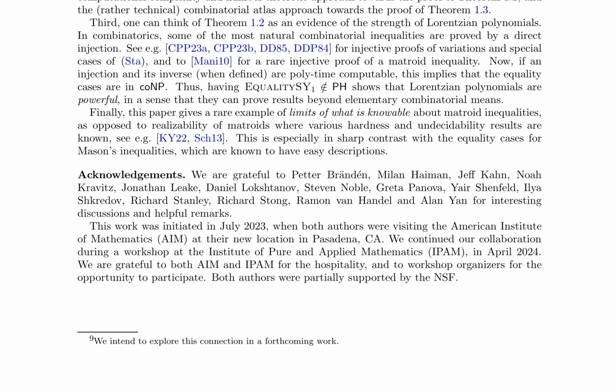The paper further delves into the world of Lorentzian polynomials, which have been shown to be powerful tools in proving results beyond elementary combinatorial means. It highlights the significance of these polynomials in understanding the geometry of combinatorial objects and their connections to other areas of mathematics like algebraic geometry and representation theory.